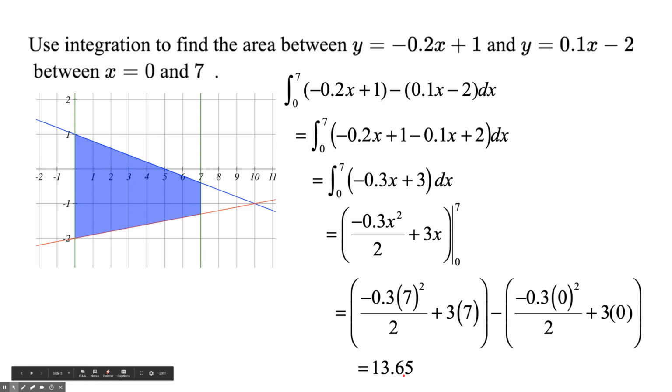13.65. So what that tells us then is that the area of this blue shaded region, the area between these two curves from 0 to 7, is 13.65 square units.